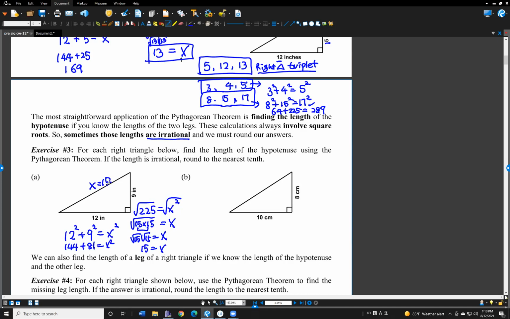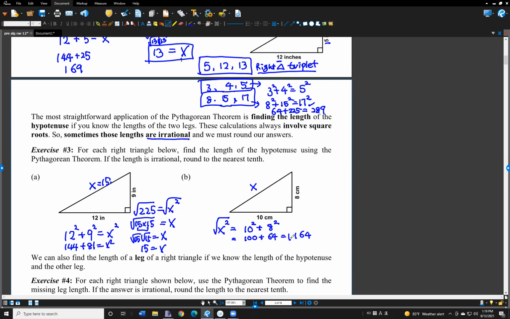But sometimes it doesn't have to be rational. It looks like this one. This is x over here. Now I'm going to write x squared first. x squared equals one leg squared, 10 squared, plus another leg, 8 squared, right? 10 squared is 100. 8 squared is 64. But 164 is not a perfect square number.